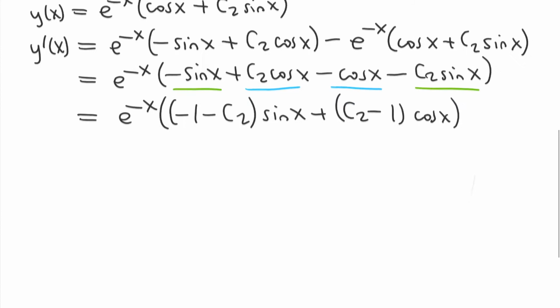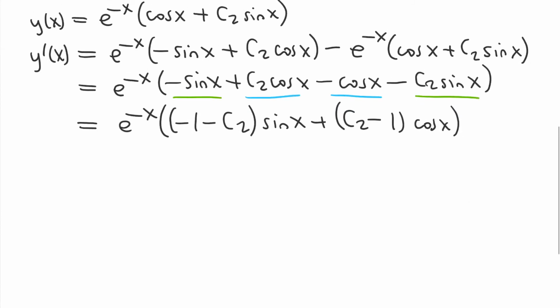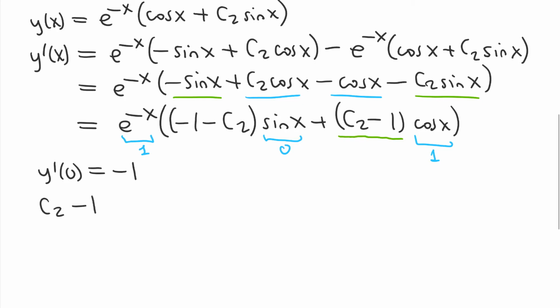Again, optional, but I think when we plug it in, it makes it a little bit simpler. So again, y prime of 0 is equal to negative 1. And so when I plug in 0 into this function, again, sine of x goes to 0, cosine of x becomes 1, and this exponential also becomes 1. And so all these terms get canceled out except for the c2 minus 1. And so I get c2 minus 1 is equal to negative 1, and so c2 is equal to 0.